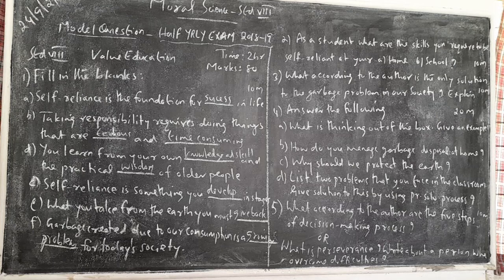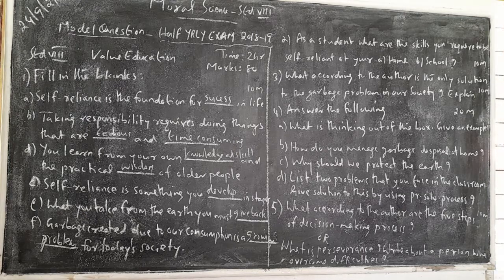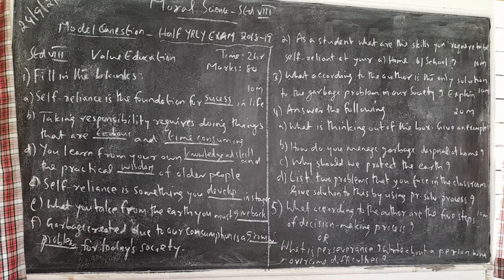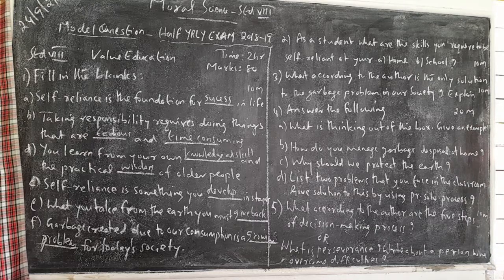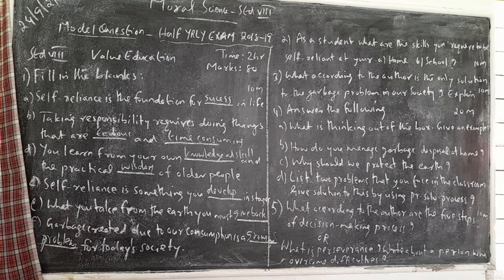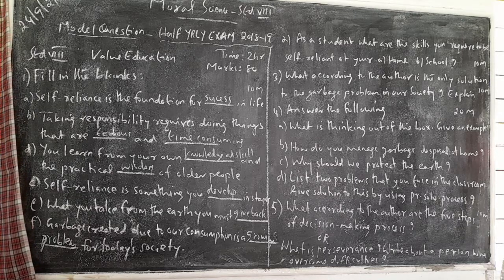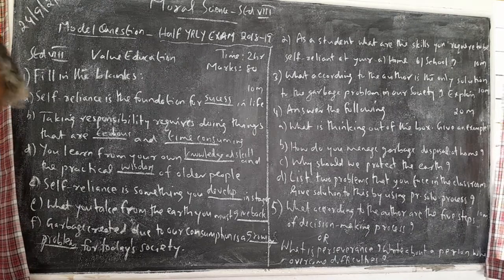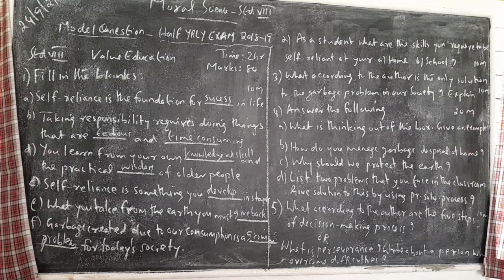Then, how do you manage garbage? Why should we protect earth? This is two problems. That's one problem. What according to the author are the 5 steps of decision making? Under the lesson on perseverance, that's the decision making. This is the question.